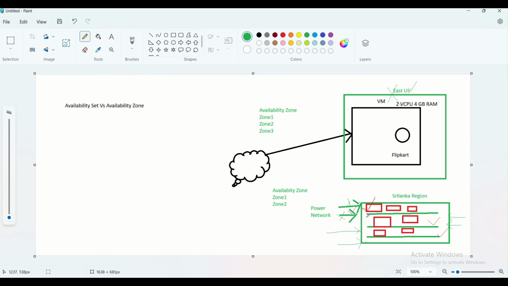For example, for rack 1, they are utilizing Hathway, for rack 2, they are utilizing Act FiberNet, and for rack 3, they are utilizing Excitel. They are splitting the network providers. Similarly, the power also they will split across different providers for each rack.